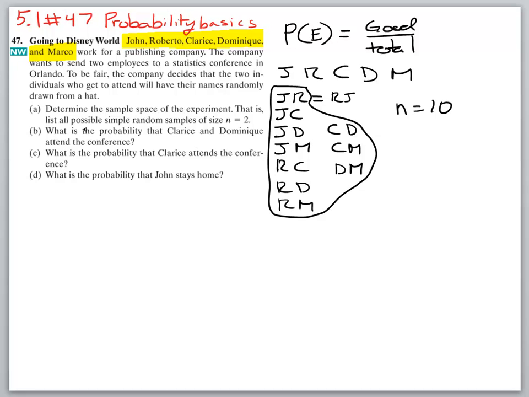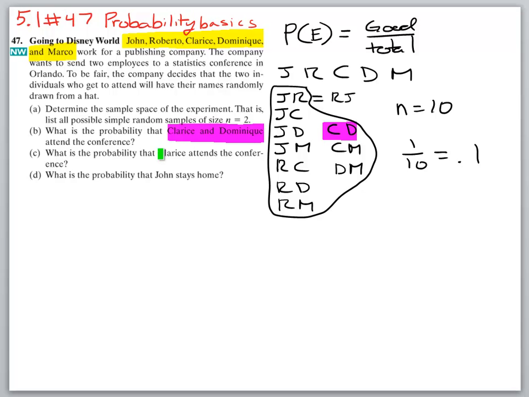Okay, part B, what is the probability that Clarice and Dominique attend the conference? Well, Clarice and Dominique is CD, and if we use this, out of all those, it's going to be 1 out of 10.